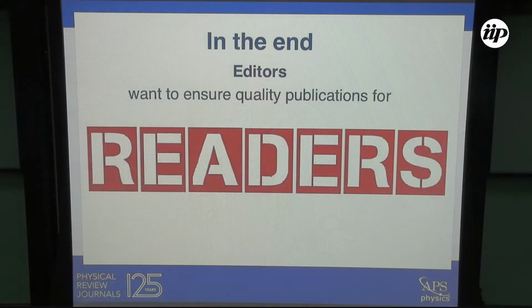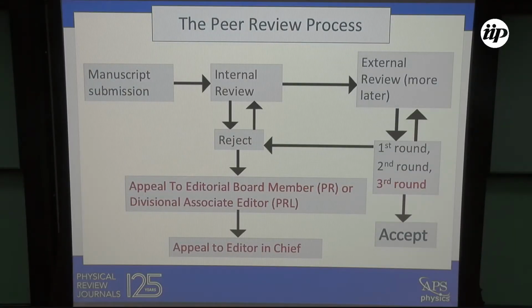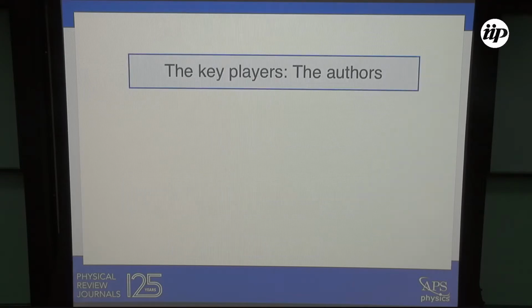So, in the end, why do we do all of this? We do this because we want to ensure quality publications for the readers. And this indirectly will also benefit all the authors because you're going to get cited more and recognized more, and so on and so forth. So the peer review process. This is another outline of the peer review process. I'm going to go through this step by step, so this is just the overview. Since we're a little short on time, I'm just going to go through the different players.